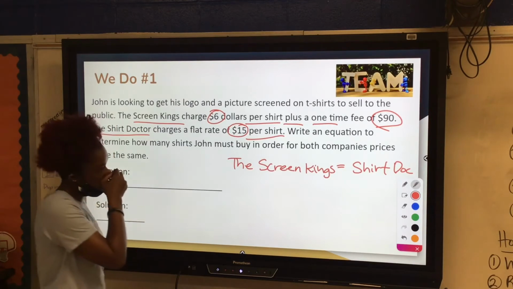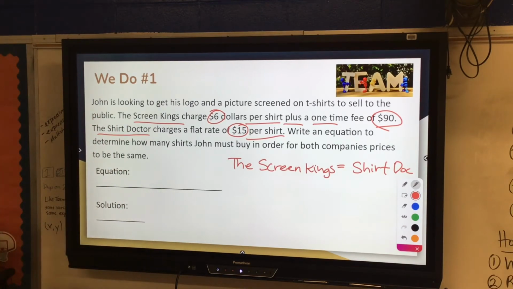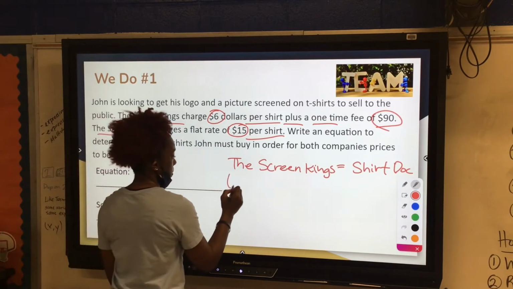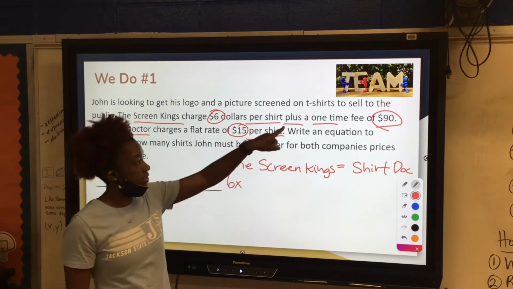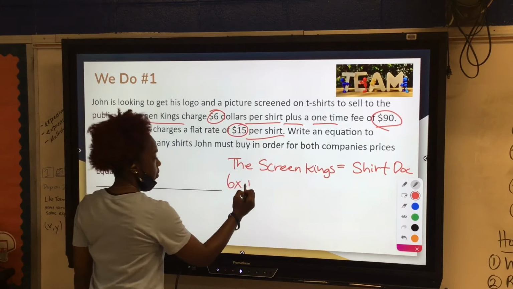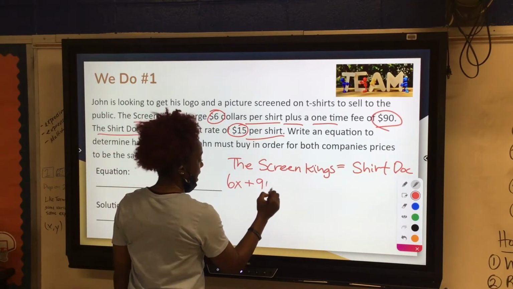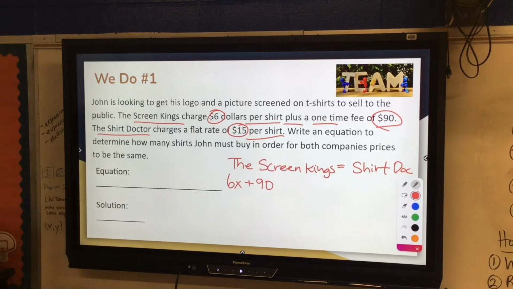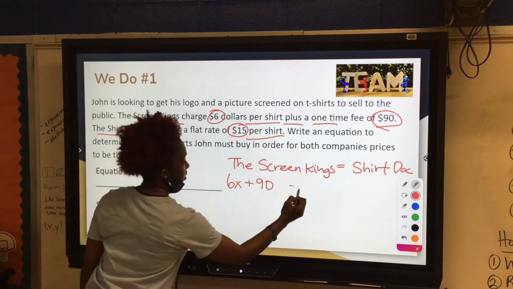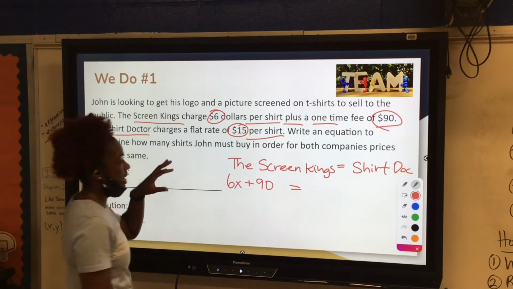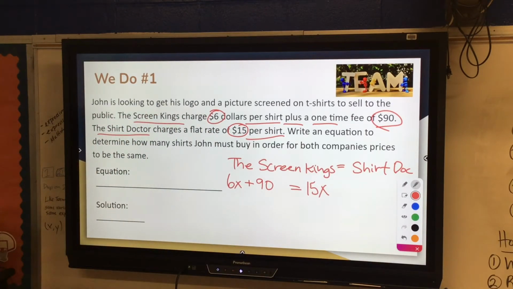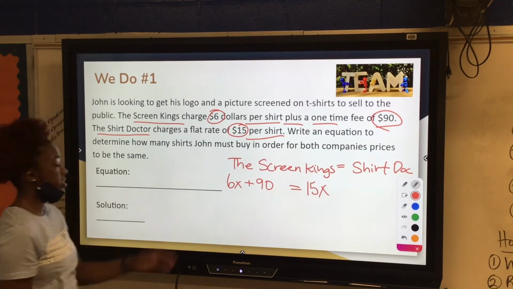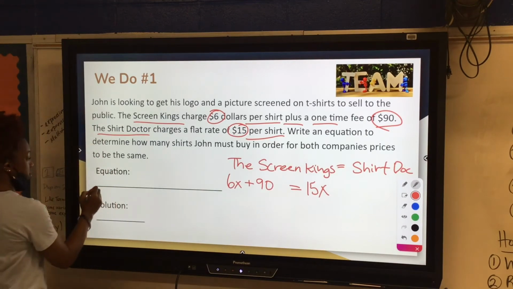So $6 per shirt means that I have to put a variable there. So I need to multiply 6, and we'll just use x. Then it tells us to add a one-time fee of $90, so we can just add 90. The shirt doctor has a flat rate of $15 per shirt. So that's just 15x. Per tells us that we need to put a variable there, so we're going to put x. So now, write an equation to determine how many shirts. All we have to do is translate this equation to over here.